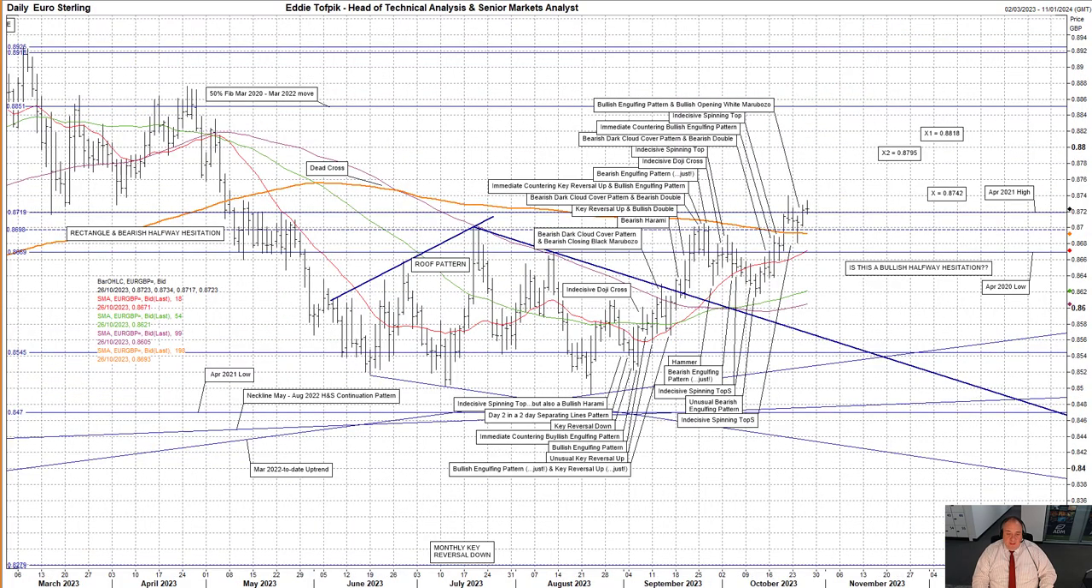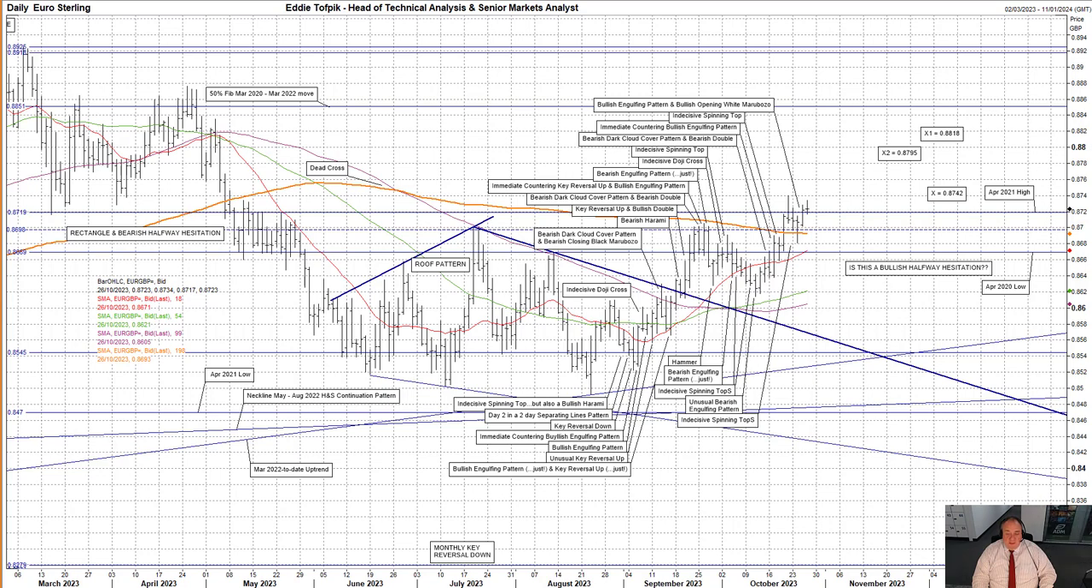Euro sterling. A combined bullish engulfing pattern and bullish opening white Mariposa after 3 days of indecisive spinning tops. The market also punched up and closed over, for the first time since May, the April 2021 high at 87.19. Interestingly, I suspect the market finally utilized the slowly declining long moving average below, currently 86.93. That's highlighted in gold on my daily chart. And I used that as a base for the recent action higher.